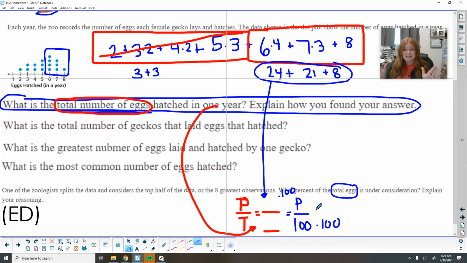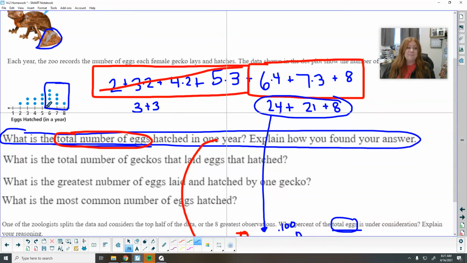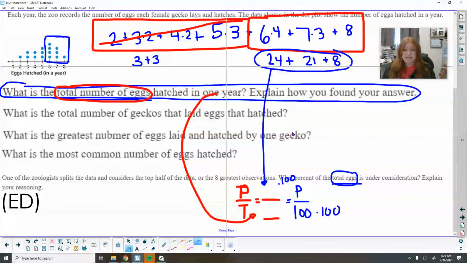Hopefully that made sense. Once I read the problem and we'd found the total eggs, earlier I was like, they cut it in half. It's 50%, but they weren't asking about the geckos. They were asking about the eggs. So it's really important we read and understand, what is this asking? So each of these are representing a gecko that says how many eggs that gecko laid. Okay, so go ahead and try that.